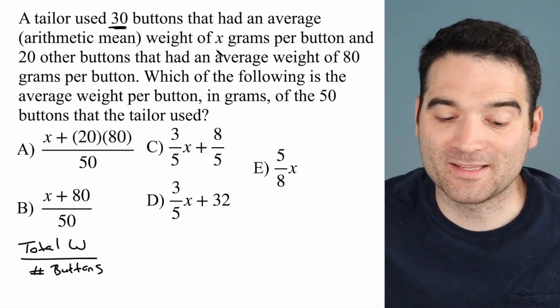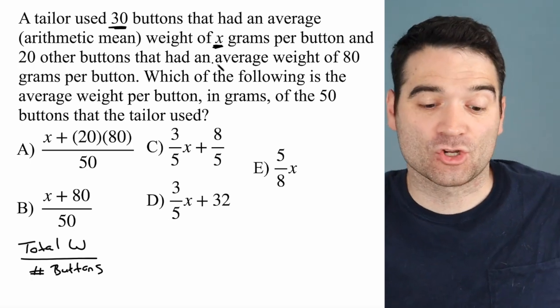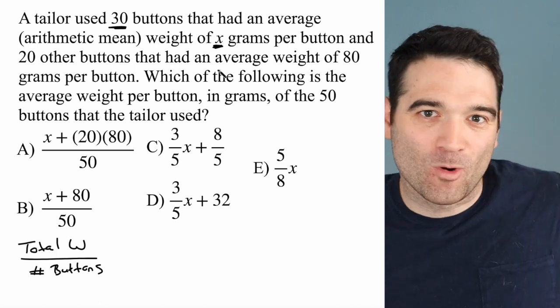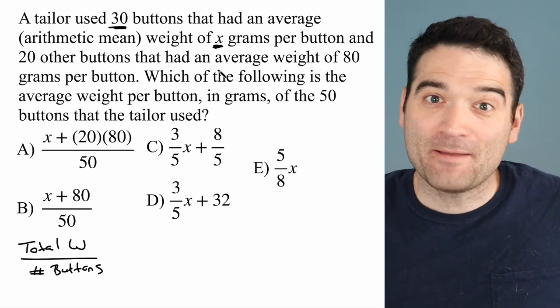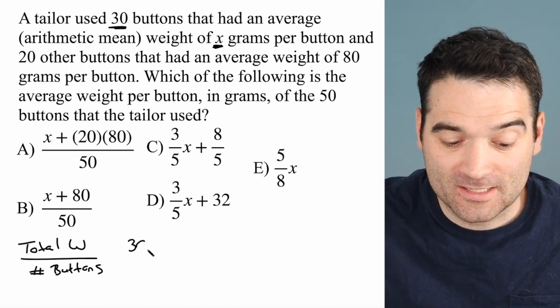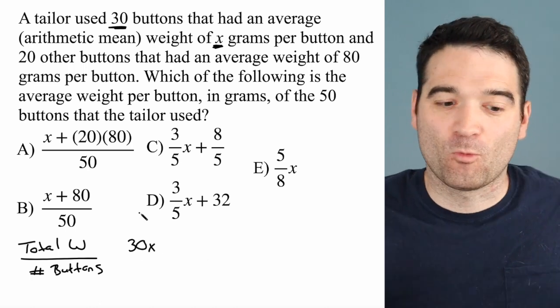We start with 30 buttons that have an average weight of X grams per button. So if I have 30 buttons and each one has an average weight of X, that means in total, the weight of all of those buttons is going to be 30 times X, right? So that's group one of the buttons.